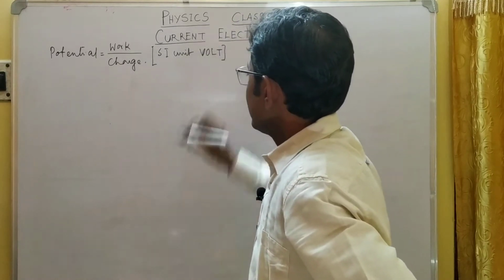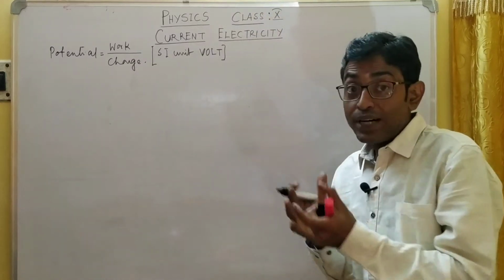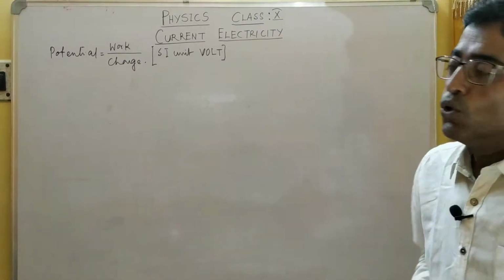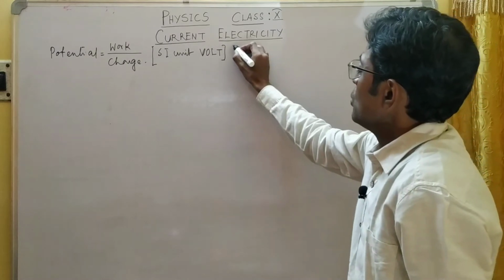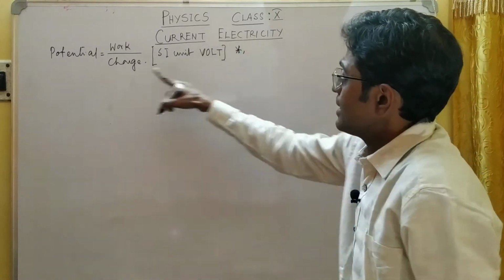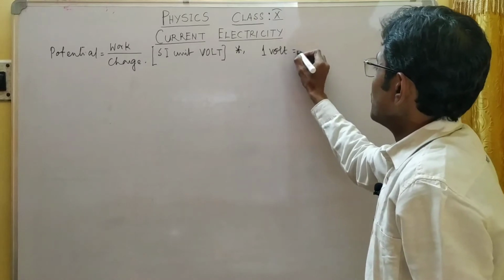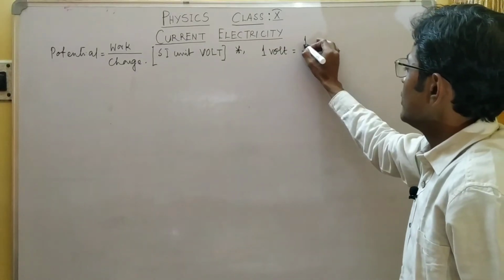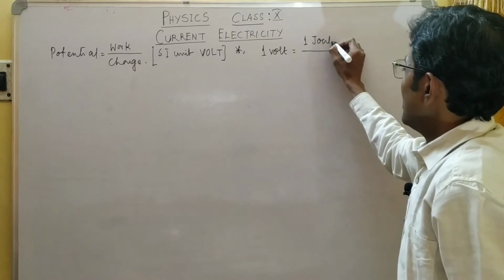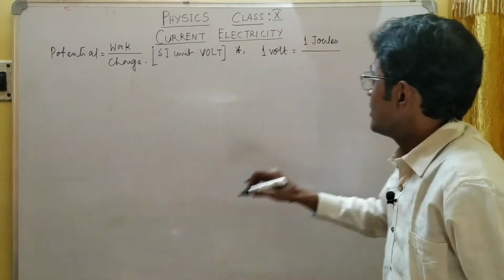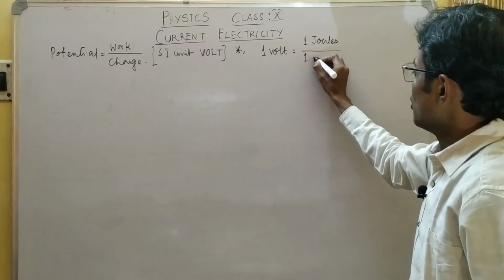So let us frame the definition of 1 volt. So what is 1 volt? You can write it like this. 1 volt is equal to, see, what is the unit of work? 1 joule. And what is the charge? 1 coulomb.